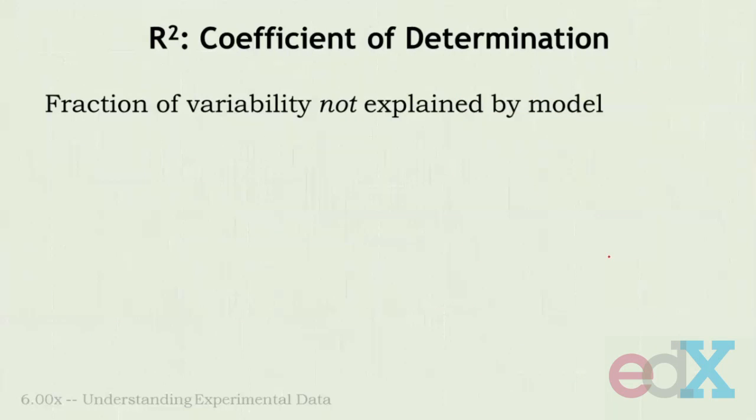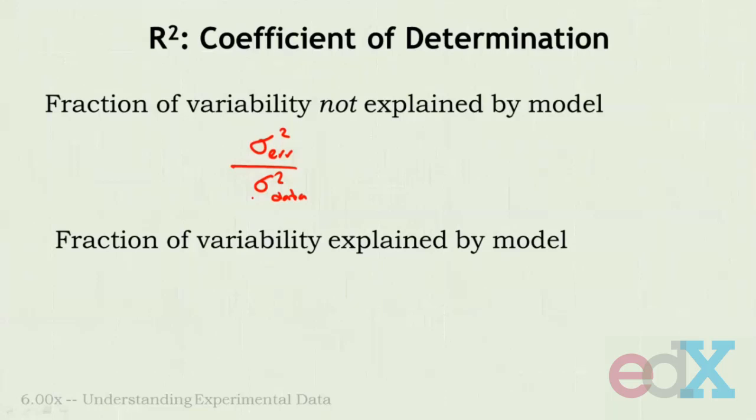So the fraction of the variability that's not explained by the model has to do with the ratio of the variability of the errors, which is the part that we're not explaining with the predictions that we're making, over the variability of the observation. So think of this as a normalization factor. And so this gives us the fraction of what we're observing that's not explained by the model. So that means that the fraction of the variability that is explained by the model is basically 1 minus that ratio. So the variance of the errors over the variance of the data.